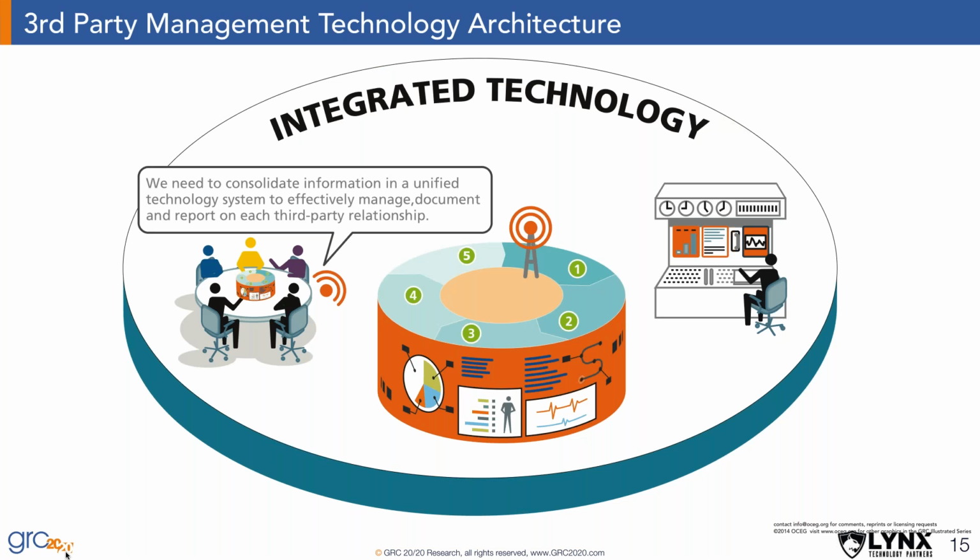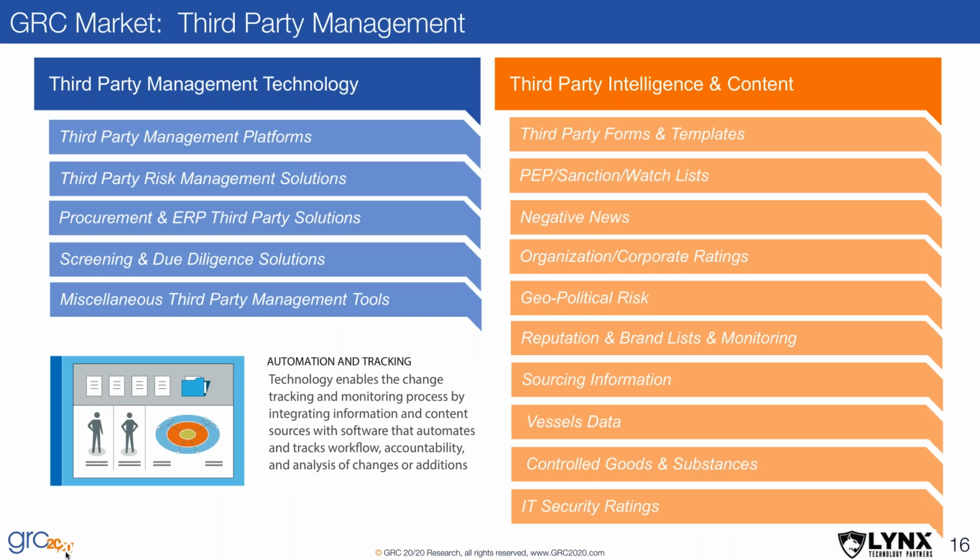So third-party management technology requires that architecture, requires that there's some type of integrated technology. Organizations need to understand that they need to consolidate information in a unified technology system to effectively manage, document, and report on each third-party relationship and the risk and compliance aspects of it.